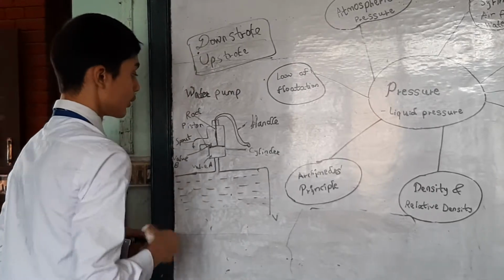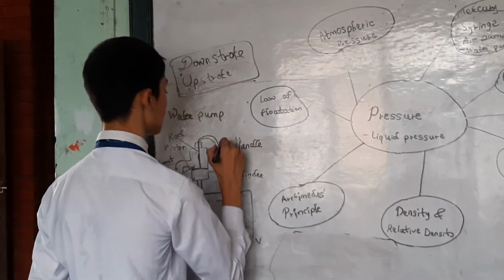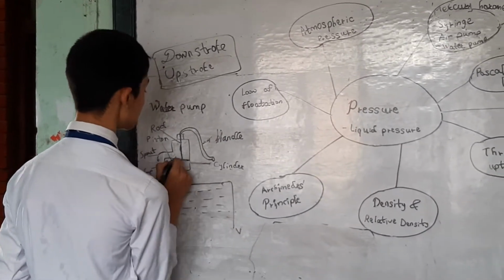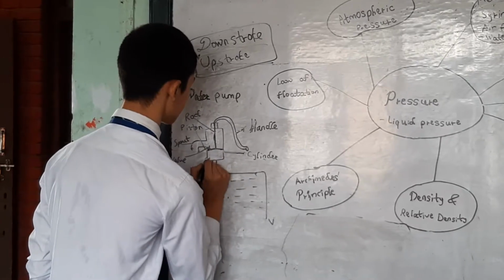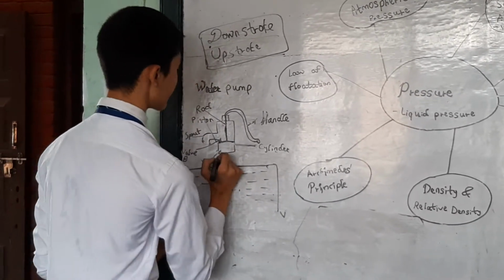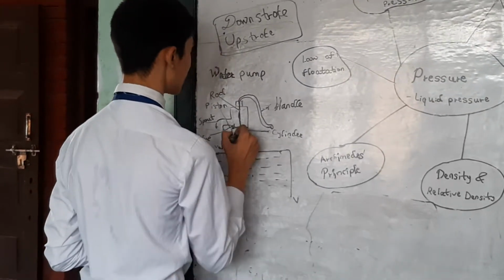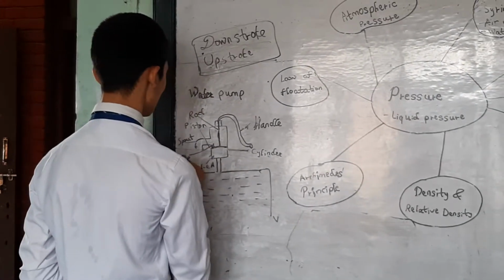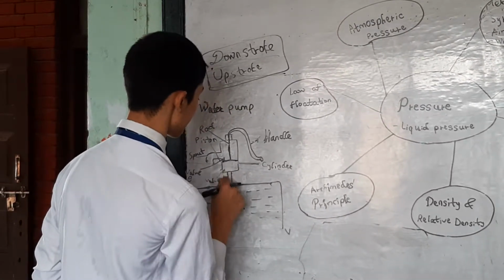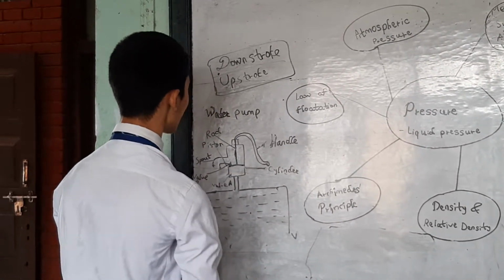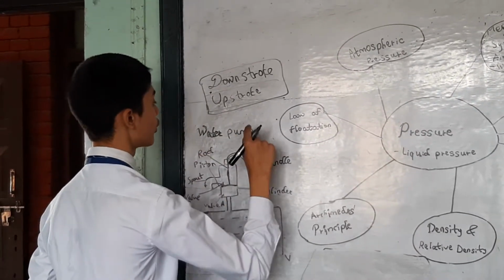So when this handle is lifted up, then this part, that is the piston, is pushed down, by which valve A gets closed and valve B gets opened, by which water can flow from A to B. And that process is known as downstroke.